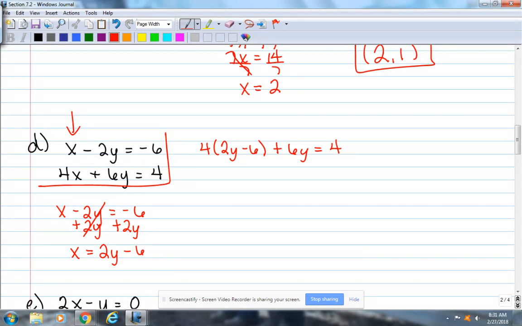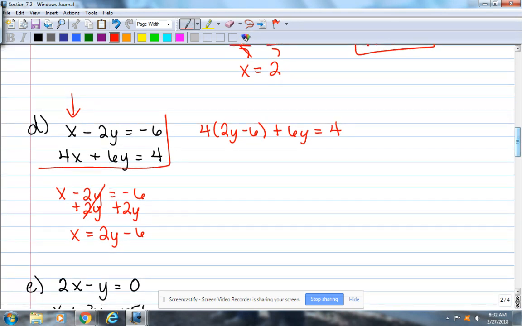Does anybody have any questions about what I've done so far? Okay, I know x equals 2y minus 6 from the first equation. So I'll plug that in for x in the second equation. So now what do we do? Distribute. So that's going to be 8y minus 24. And then plus 6y equals 4. Now what?